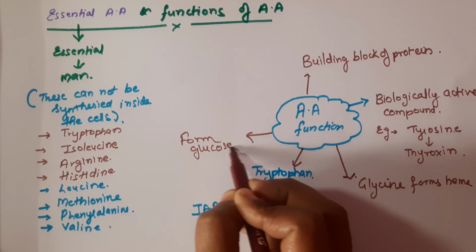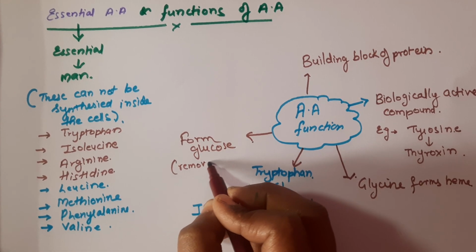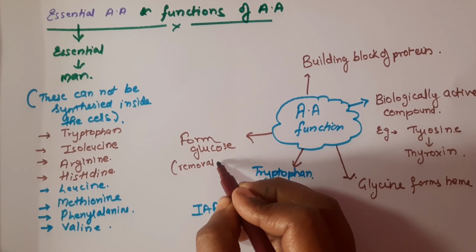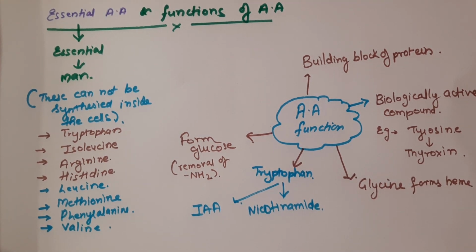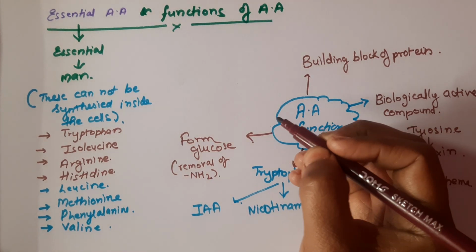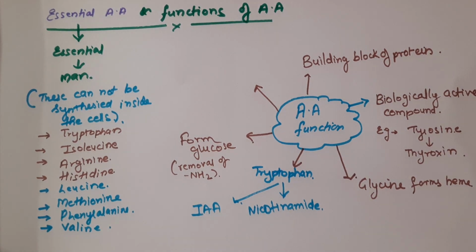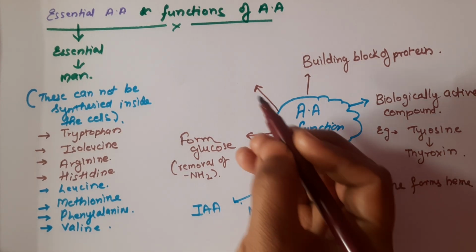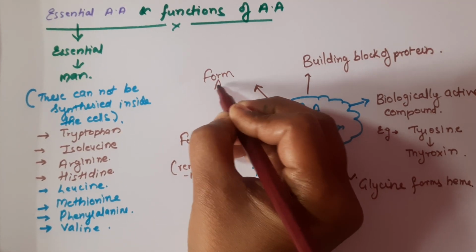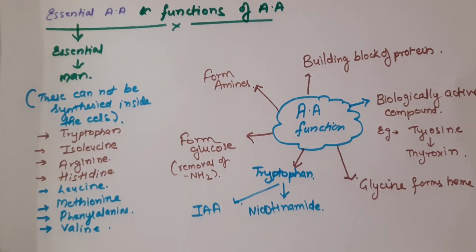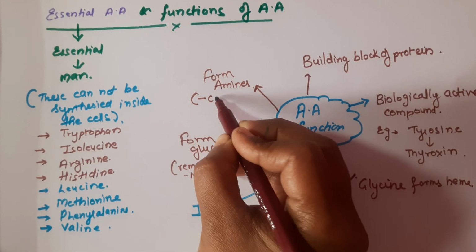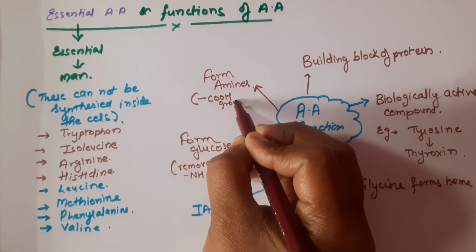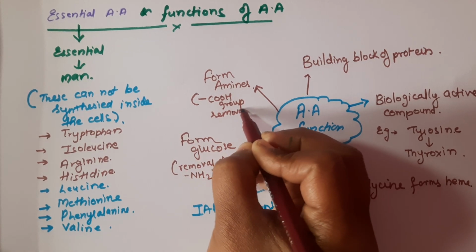The amino acid will also form glucose. How? By removal of the amino group, what will happen? The carbon chain of several amino acids will lead to the formation of glucose. Okay, and the last function of the amino acid is they will form amines also. Okay, and how are amines formed? When we lose the carboxyl group, by removal.